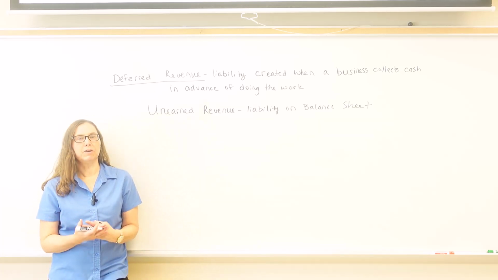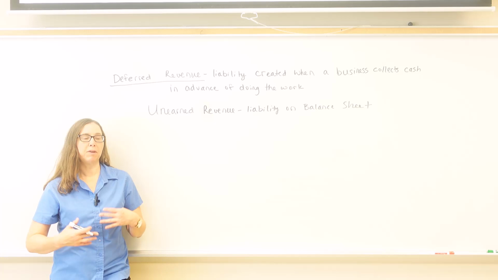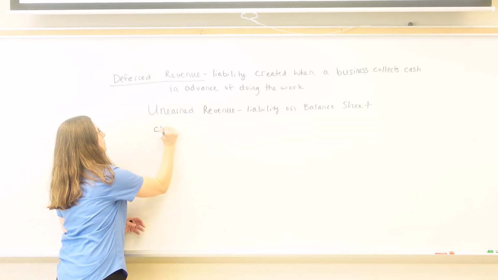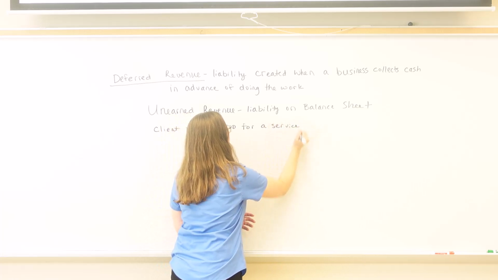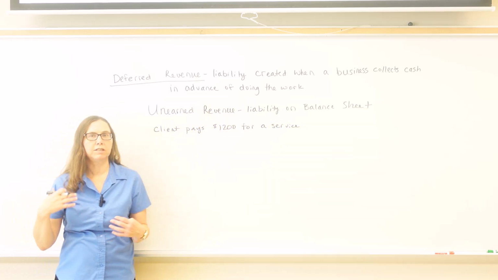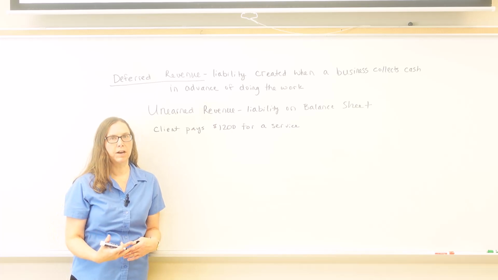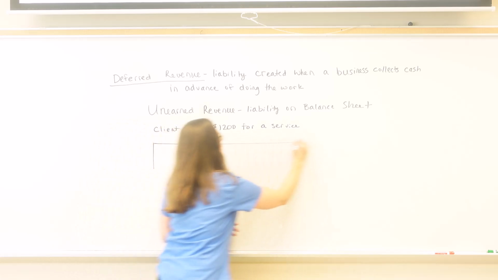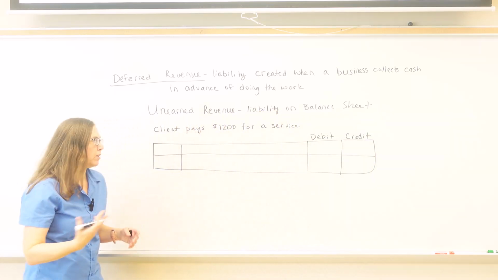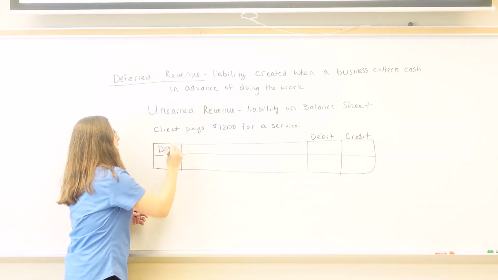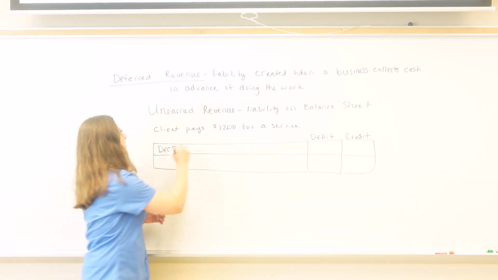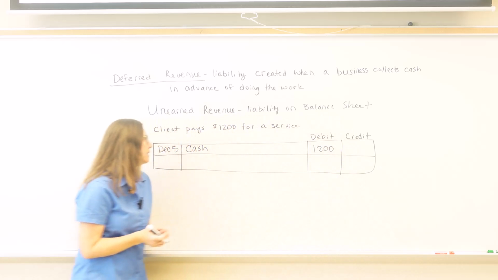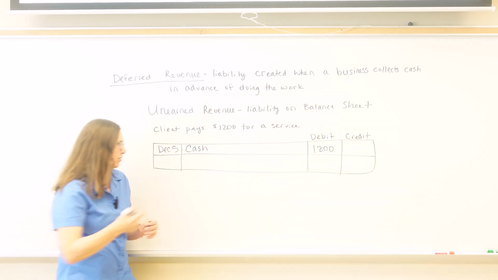So let's use the example of a client hiring the business and paying $1,200 cash upfront for a service. If the company hasn't actually performed any of the work, provided the service yet, this is going to create an unearned revenue. So you would make an entry. Let's say this happened on December 5th, and you would debit cash because you're adding to cash with a debit for $1,200, and you would credit unearned service revenue.